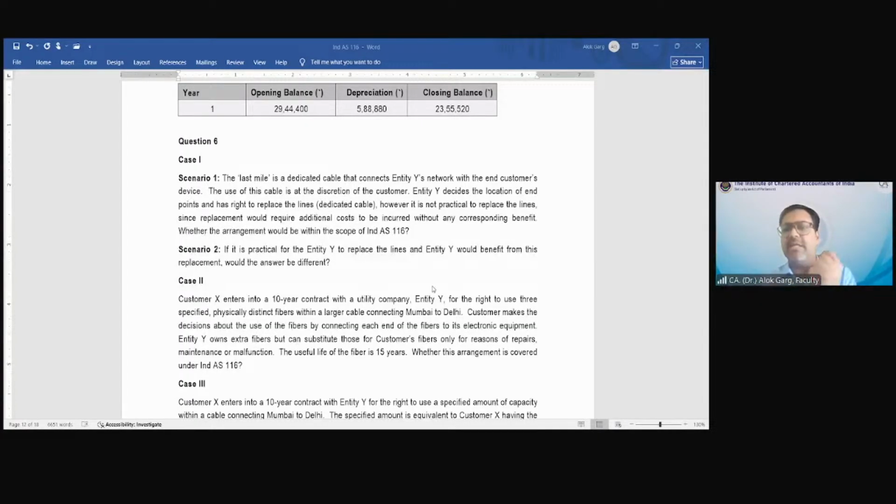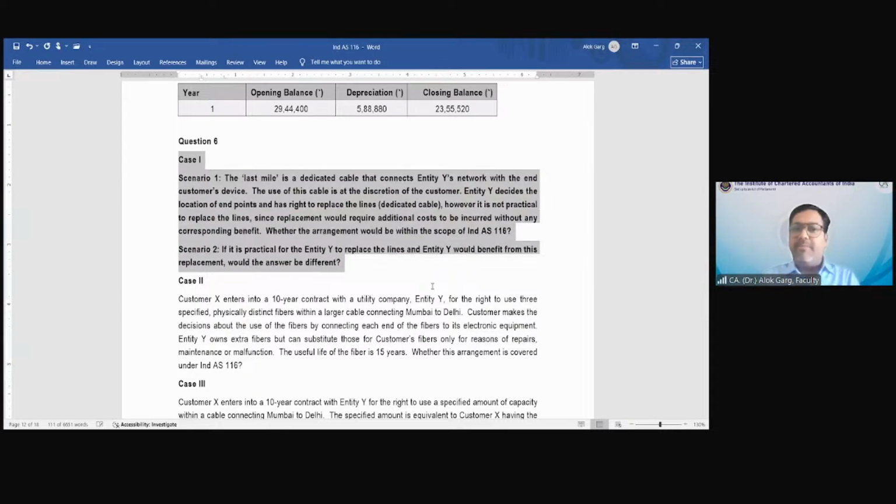Scenario number 2. So basically, the difference between 1 and 2 is, in scenario number 1, it is written that the additional cost is required to be incurred and there is no benefit to the Y. In scenario number 2, it is written that the Y would be benefited from the replacement. This is the case 1. Now we are going to discuss case 2. But before discussing case 2, let's conclude case 1.